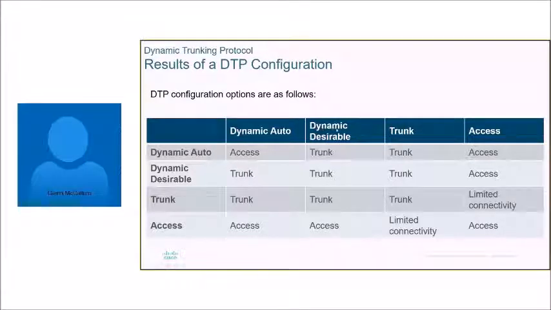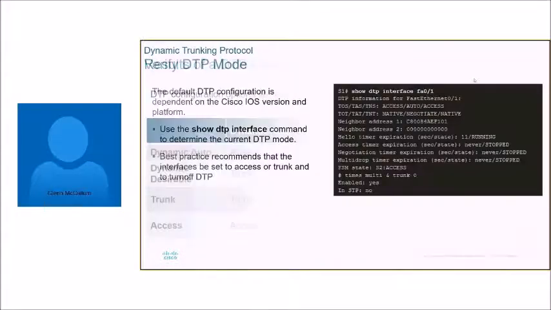Now with dynamic desirable, it will always end up being a trunk unless the other end is an access. When it comes to trunk, it will always be a trunk unless it's access. And of course, these are manually set to non-compatible settings, and so you'll probably get very little out of it. And so access, of course, you're never going to get anything but access out of an access port, except maybe nothing. Again, if you've got trunk at one end and access at the other, they're incompatible.